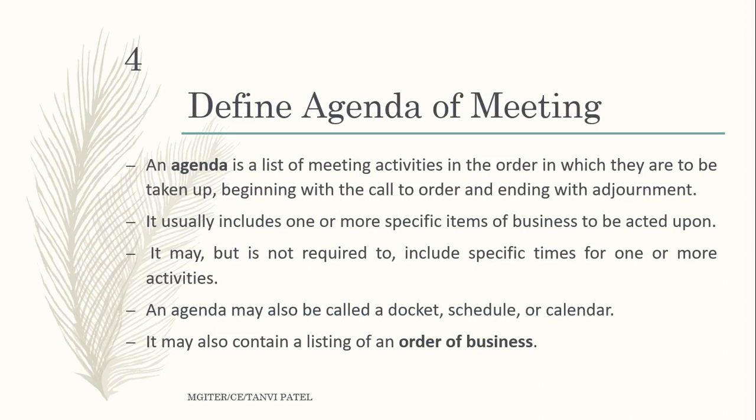Define Agenda of Meeting. An agenda is a list of meeting activities in the order in which they are to be taken up, beginning with the call to order and ending up with adjournments. It usually includes one or more specific items of business to be acted upon. It may, but is not required to, include specific times for one or more activities. An agenda may also be called a docket, schedule or calendar. It may also contain a listing of an order of business.